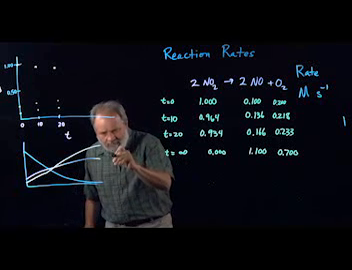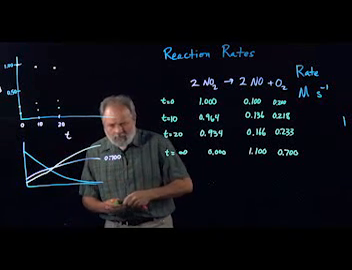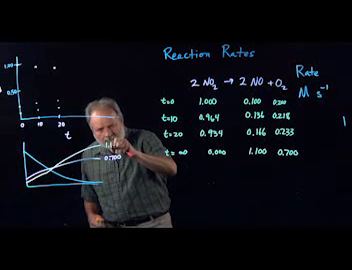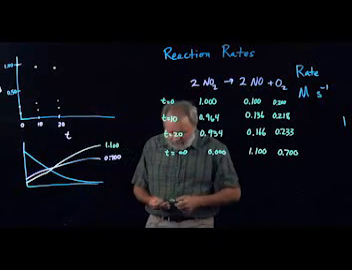So this should be 0.700, 1.1, and the last one should be 0.